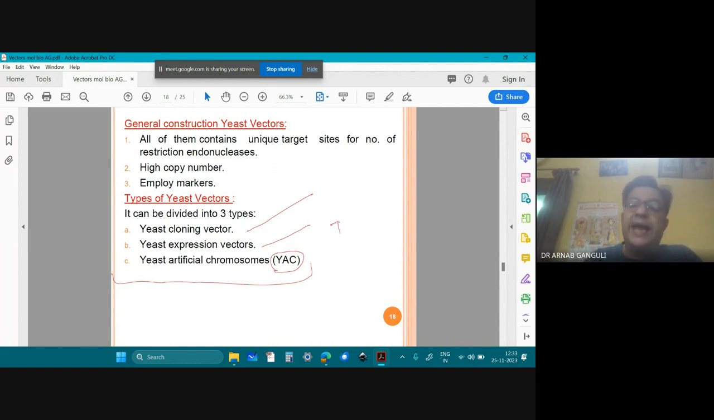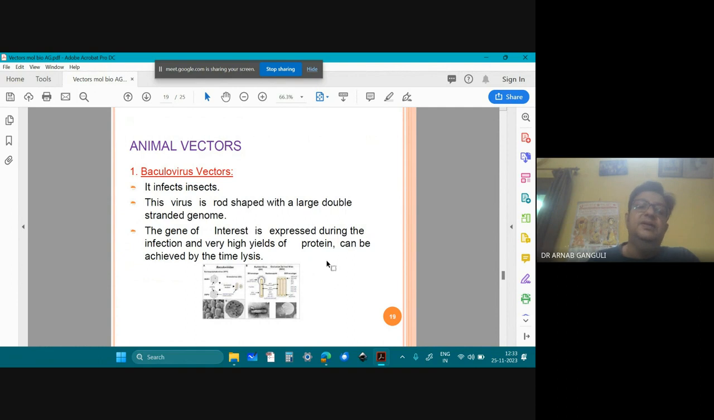Like that you have bacterial artificial chromosomes. Then you have animal artificial chromosomes. We have these baculovirus vectors. These are animal vectors, basically insect vectors. They are viruses of insects. The virus is rod shaped with a large double-stranded genome. The gene of interest is expressed during the infection, and very high yields of protein can be achieved by the time of lysis.